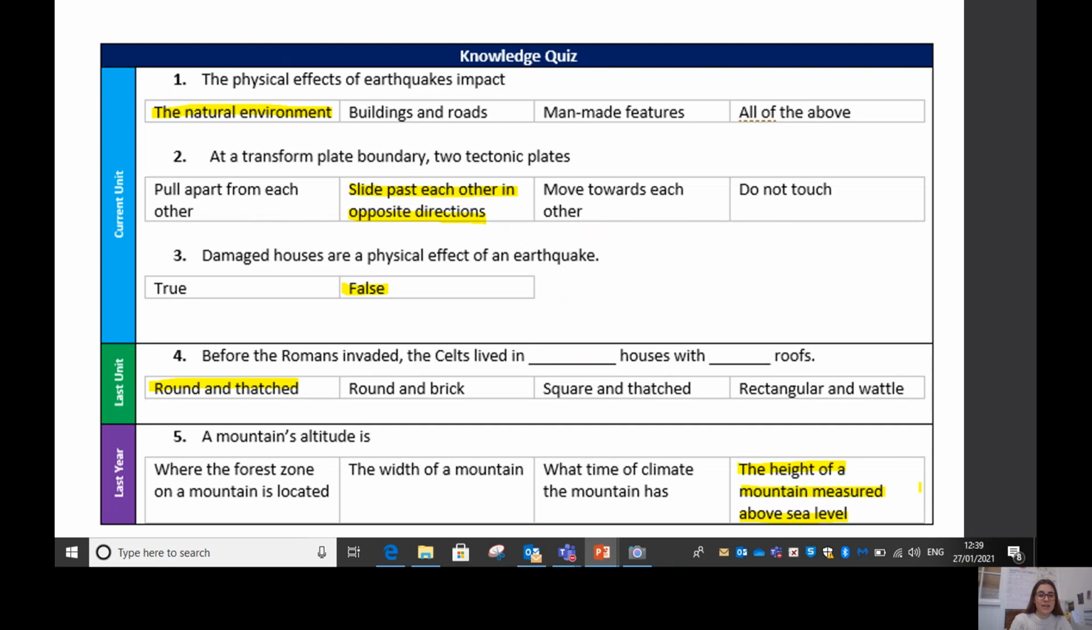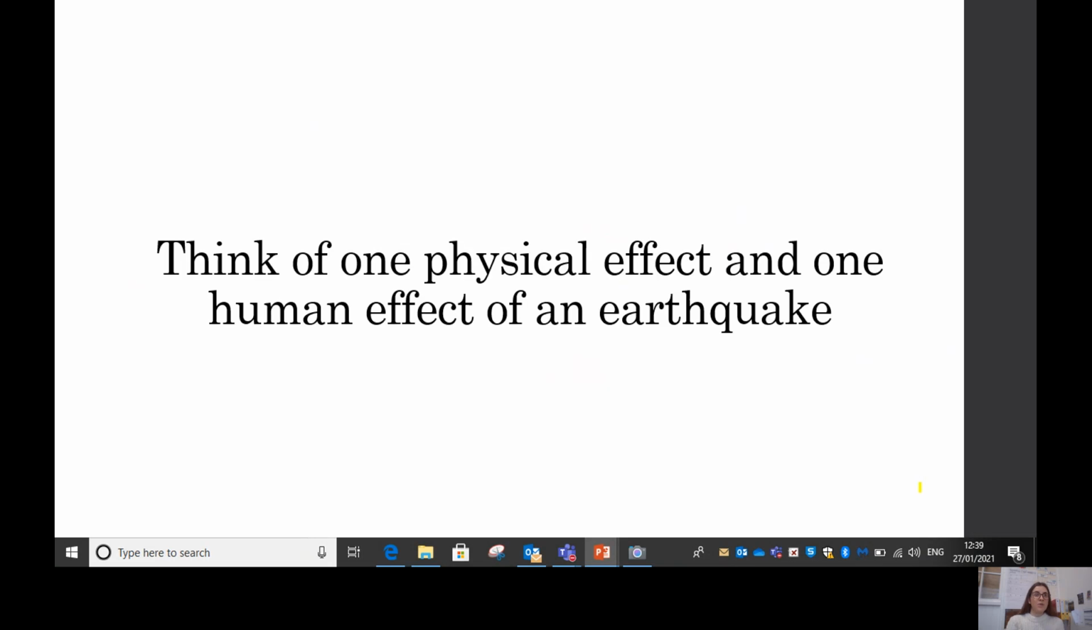Okay, let's move on to today's learning. First of all, thinking about our last two lessons, I would like you in your head to think of one physical effect and one human effect of an earthquake. So just in your head, think of one human and one physical effect of an earthquake. Pause me now and do this.